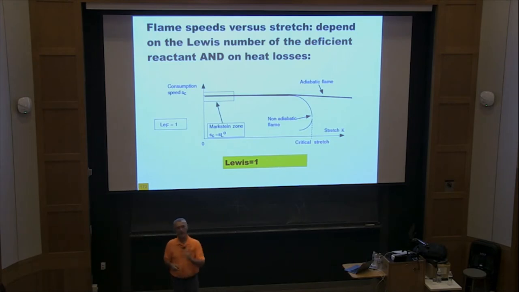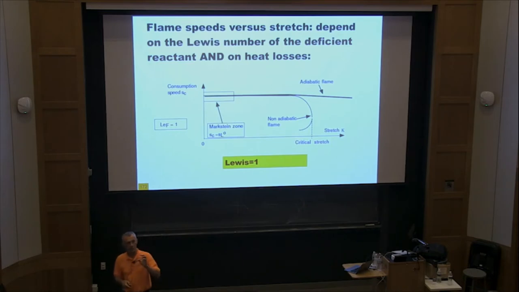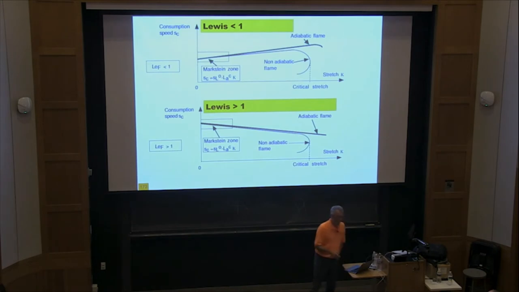And again, Moshe helped me this morning. He has shown you that if you put some heat losses on the flame, at some point you quench it. So you will quench it, but until you quench this flame, there's almost no effect of stretch on this flame. Now, if Lewis is less than unity, something strange happens.